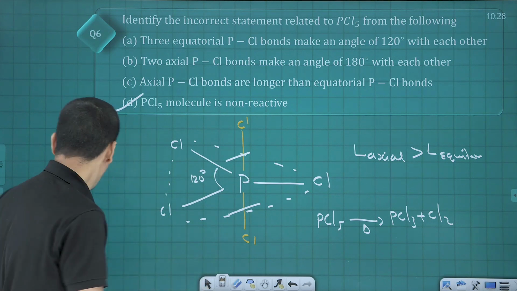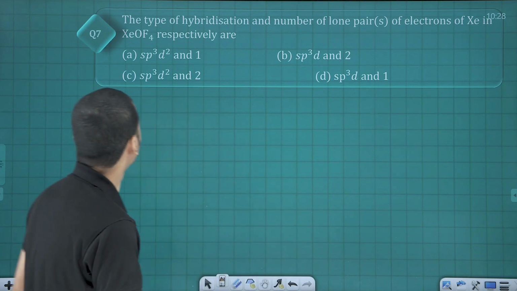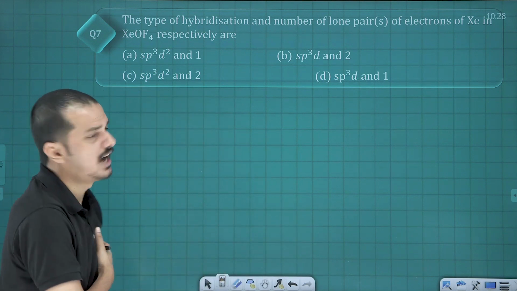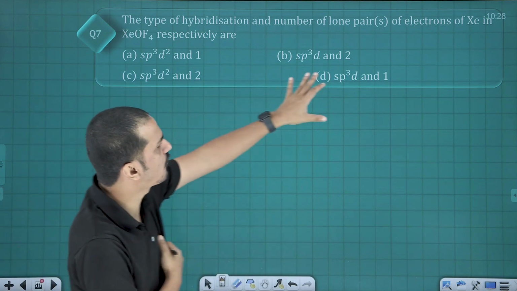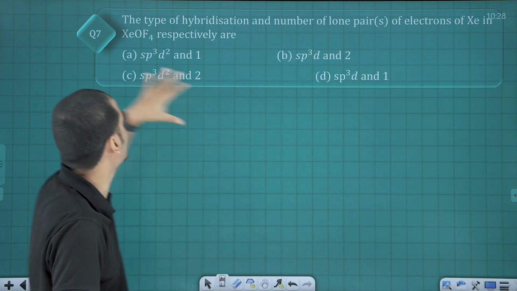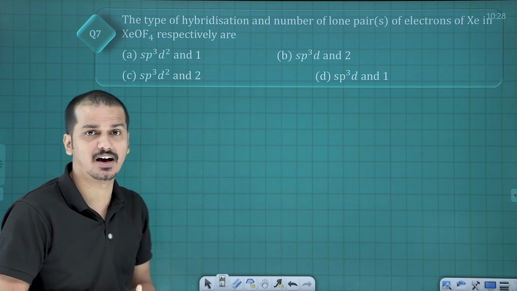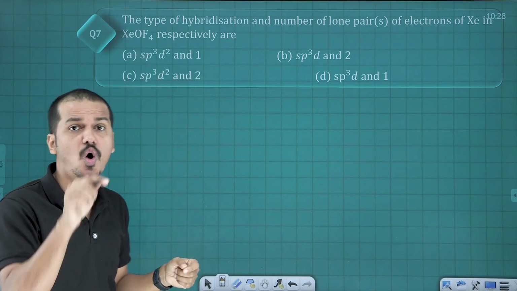Ready? We can move to the next question. Question number 7. The type of hybridization and number of lone pairs of electrons of xenon in XeO4, respectively, are. So they are asking about XeO4.